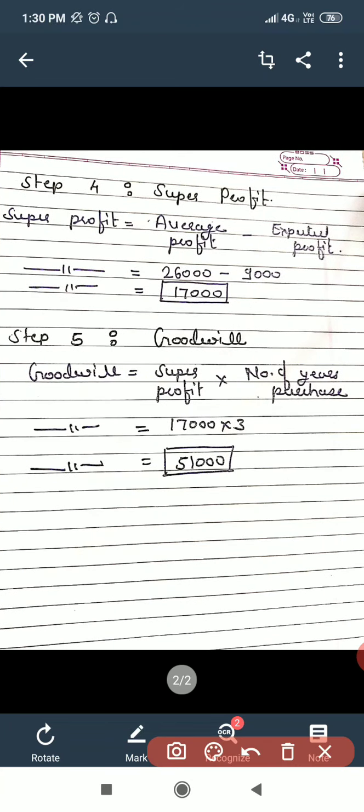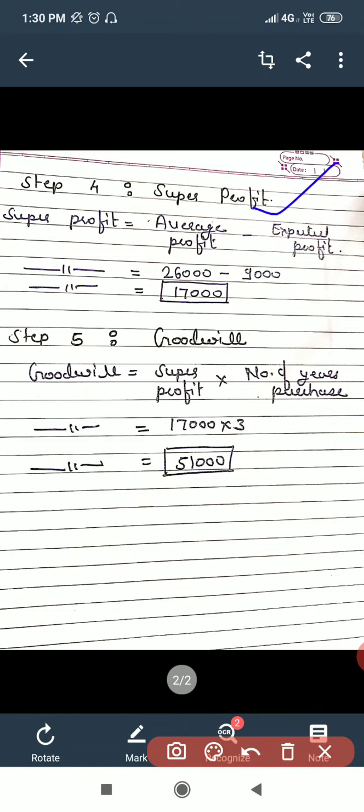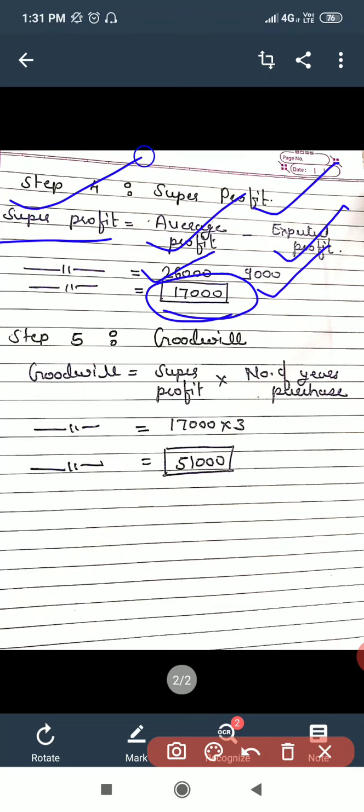Now step number 4. Step number 4 is the calculation of the super profit. How will you calculate the super profit? Super profit is equal to average profit minus the expected profit. Expected profit we have calculated in step number 2 and average profit is our step number 3. We have calculated the average profit at rupees 26,000 and expected profit at rupees 9,000. If you deduct 9,000 from 26,000, you get the super profit of rupees 17,000, and here we have completed our step number 4, that is our super profit.